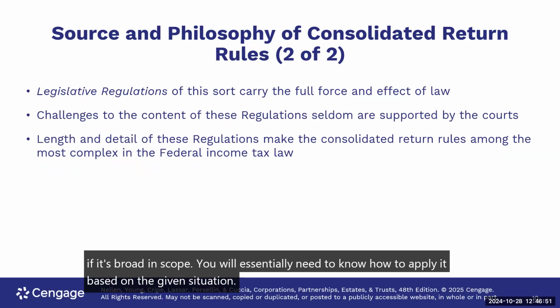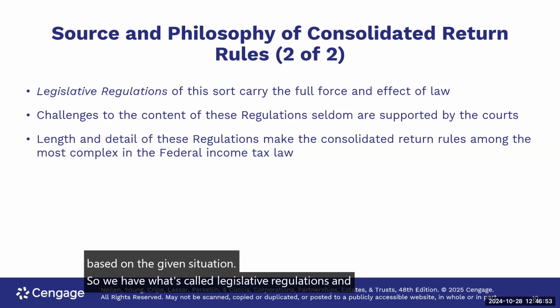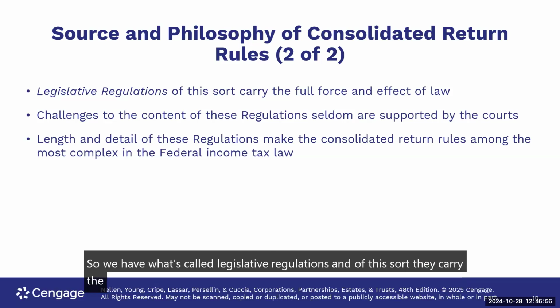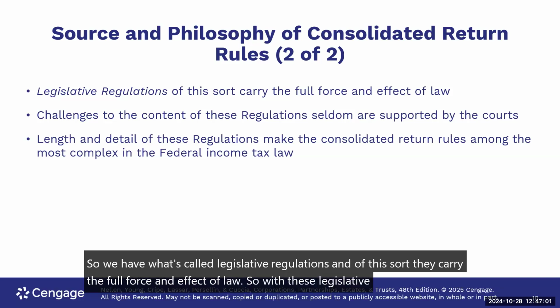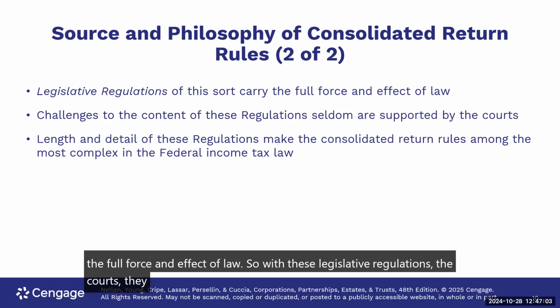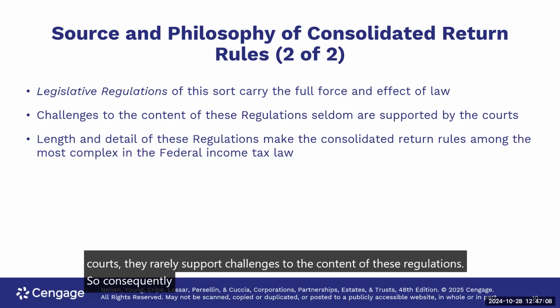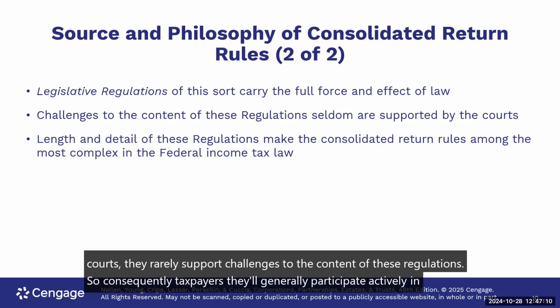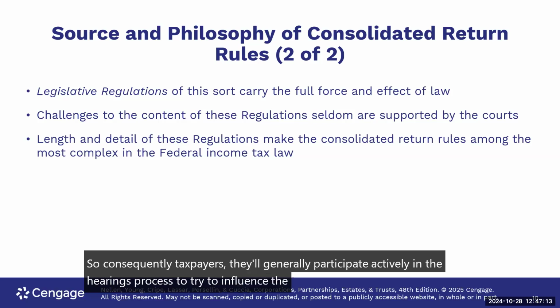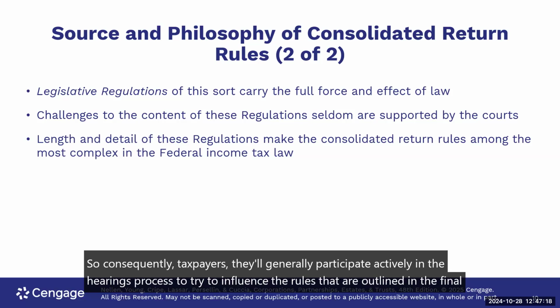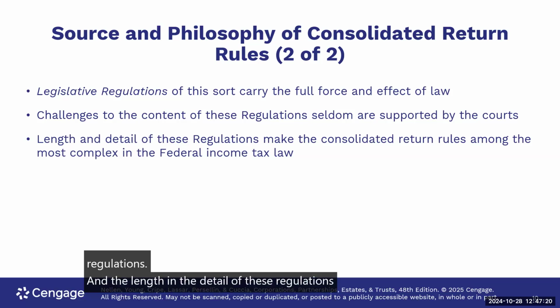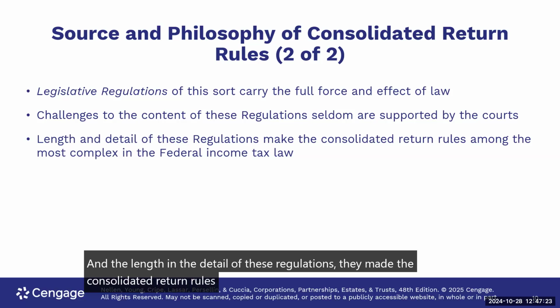So we have what's called legislative regulations, and of this sort, they carry the full force and effect of law. With these legislative regulations, the courts will rarely support challenges to the content. Consequently, taxpayers will generally participate actively in the hearings process to try to influence the rules outlined in the final regulations. And the length and the detail of these regulations make the consolidated return rules, again, one of the most complex in the federal income tax law.